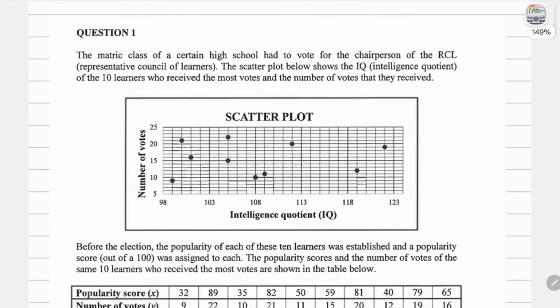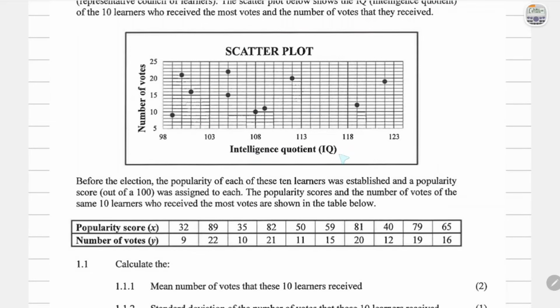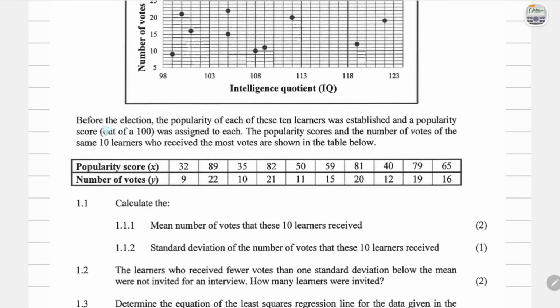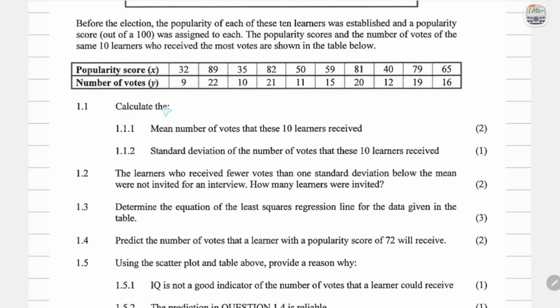Question 1 says, the matric class of a certain high school had to vote for the chairperson of the RCL, Representative Council of Learners. The scatter plot below shows the IQ, intelligence quotient, of the 10 learners who received the most votes and the number of votes that they received. So we have a scatter plot first that looks at the IQ versus the number of votes. And then they tell us that before the election, the popularity of each of these 10 learners was established and a popularity score out of 100 was assigned to each. The popularity score and the number of votes of the same 10 learners who received the most votes are shown in the table below. And question 1.1.1 wants us to calculate the mean number of votes that these 10 learners received.